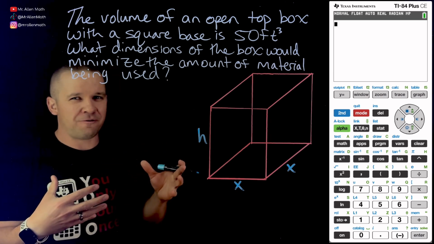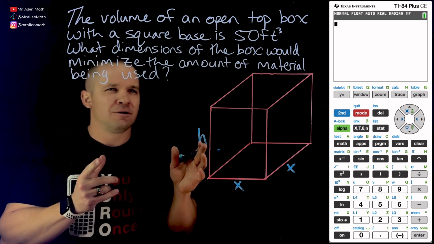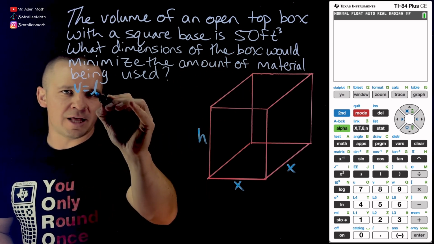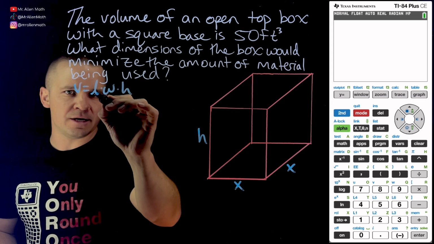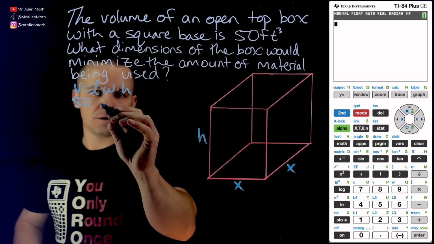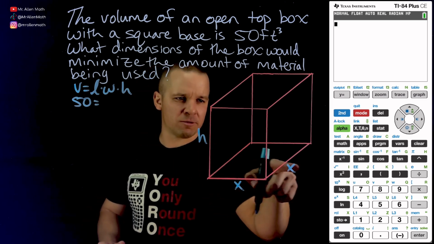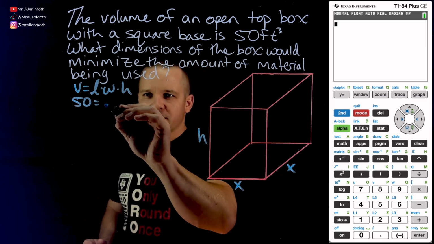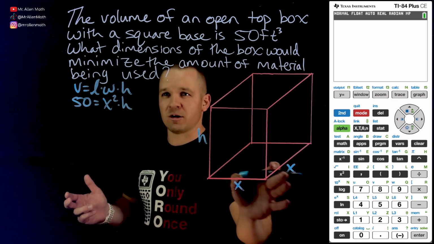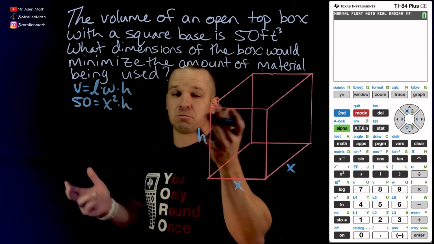What are the dimensions that would minimize the surface area is essentially what we've come up with. Well, how am I going to figure that out? I know the volume is length times width times height. In this case, 50 equals length times width times height. So really it's X squared times height, since X squared is my length and width, times H.